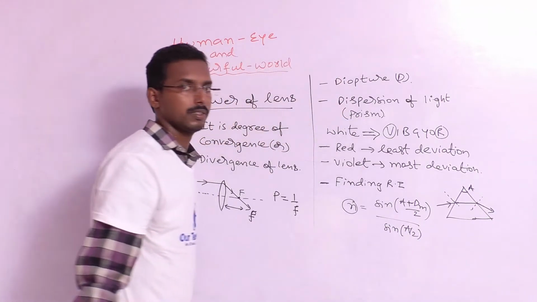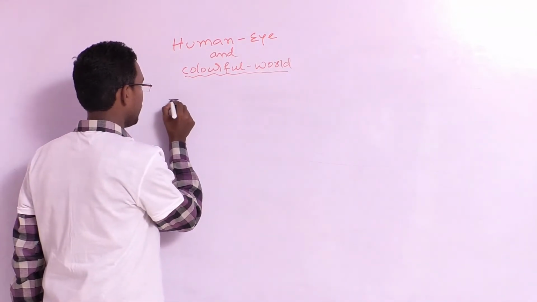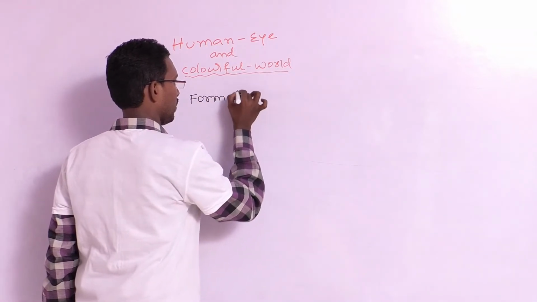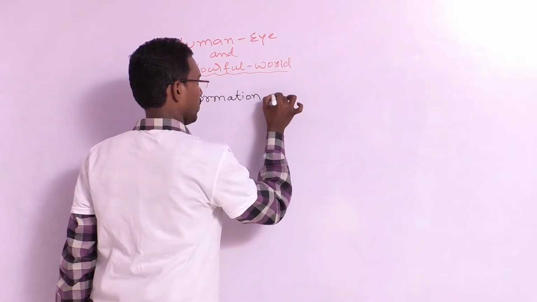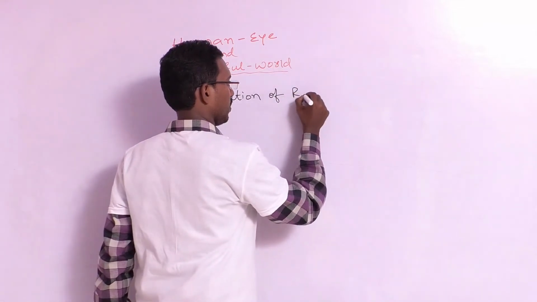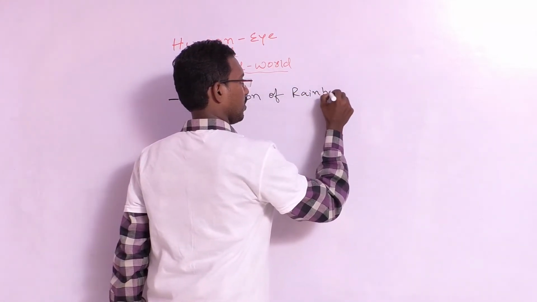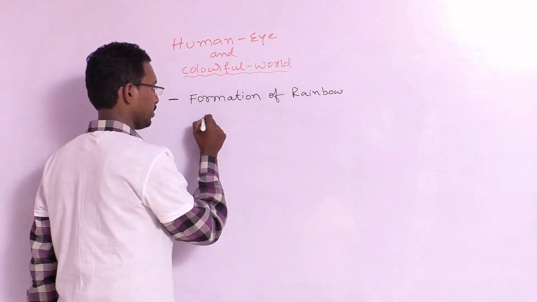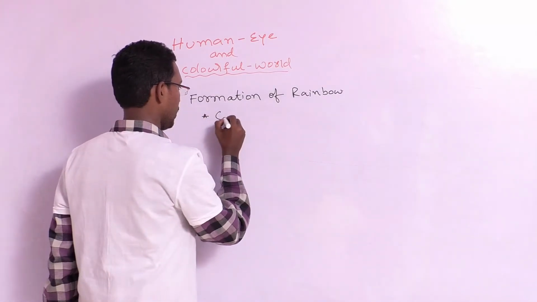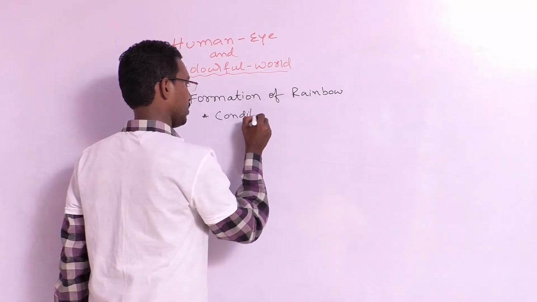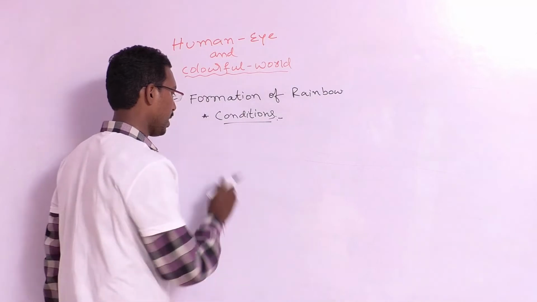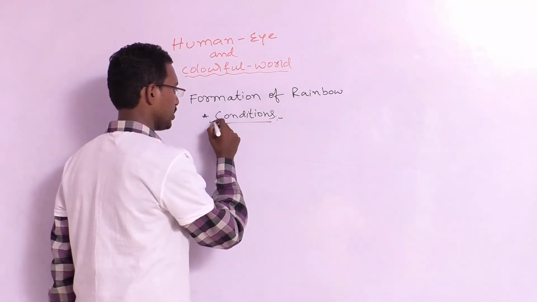Okay, right. The next topic we will deal with is the formation of rainbow. Rainbow formation is a very simple topic. In this topic we will discuss the necessary conditions, the favorable conditions in which the formation of a rainbow will happen. So we will deal with the conditions first of all.